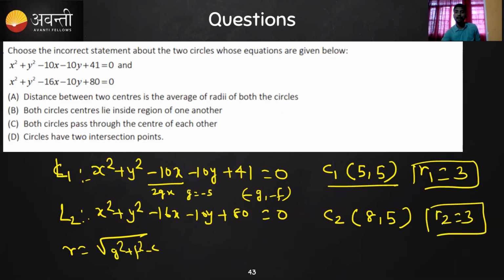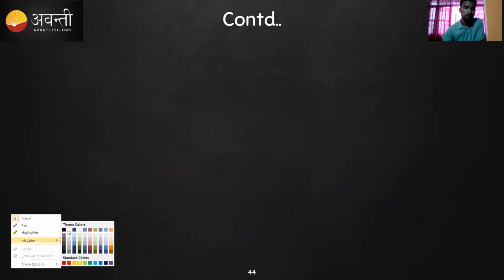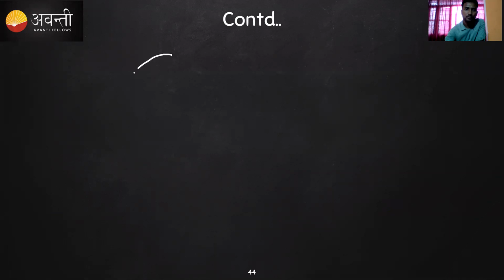So we have R1, R2, and we have C1 and C2. Okay, so we will use all these things. So what are we going to do? We are just going to draw the circles.